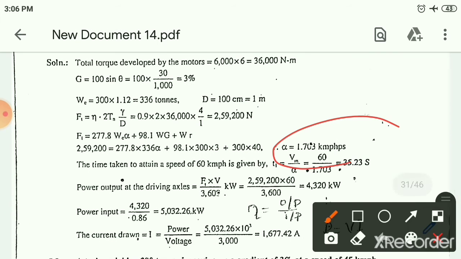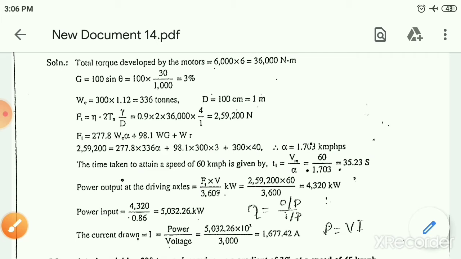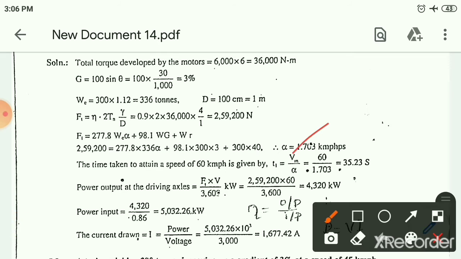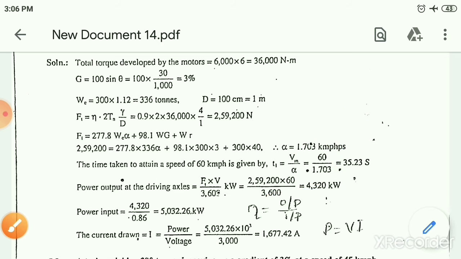Now the time taken to attain the speed of 60 km/h is given by T1 equal to Vm by alpha, from the derivation. So Vm is 60 divided by alpha. Substitute, and it is 35.23 seconds.